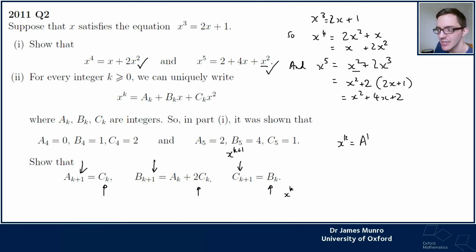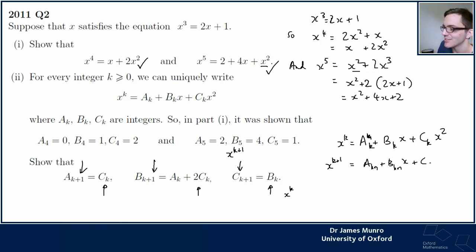We've got x to the k is a subscript k plus b subscript k x plus c subscript k x squared. We know that x to the k plus 1 is equal to a subscript k plus 1 plus b subscript k plus 1 x plus c subscript k plus 1 x squared. Okay, so somehow these are the facts we know. And this is what we would like to show.